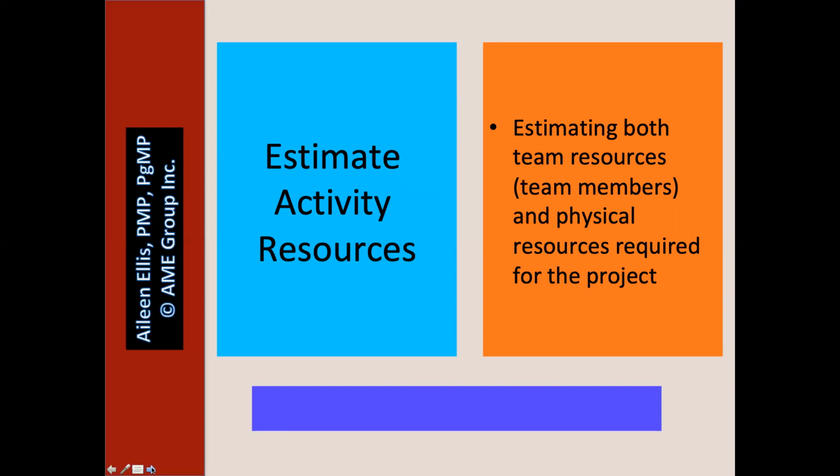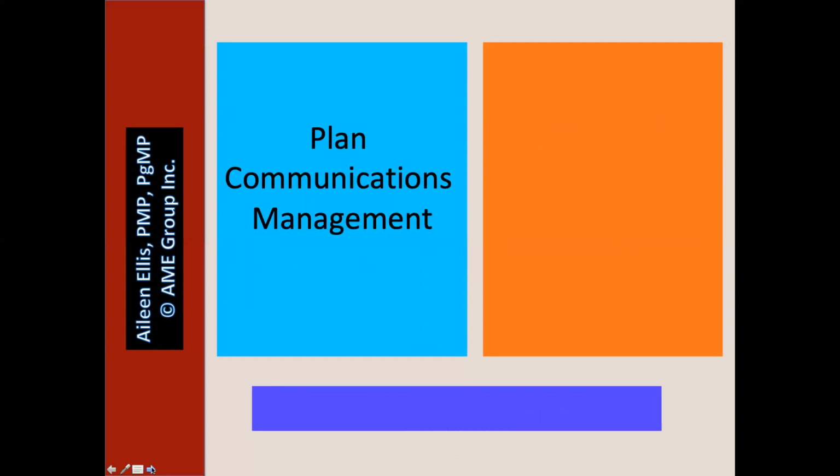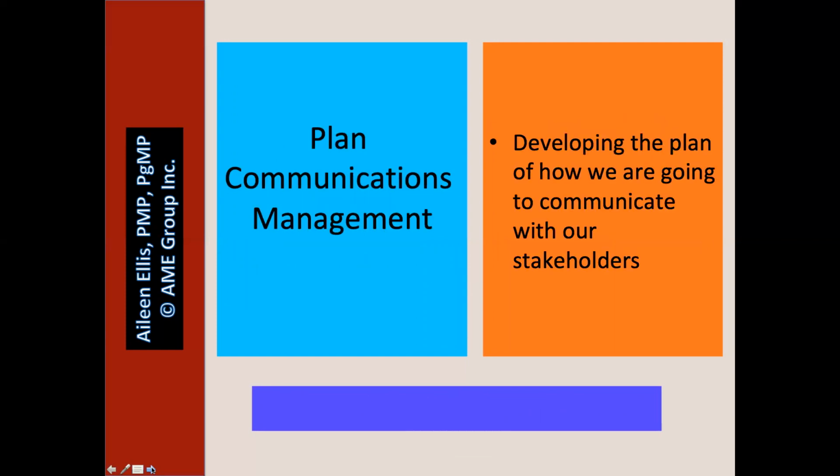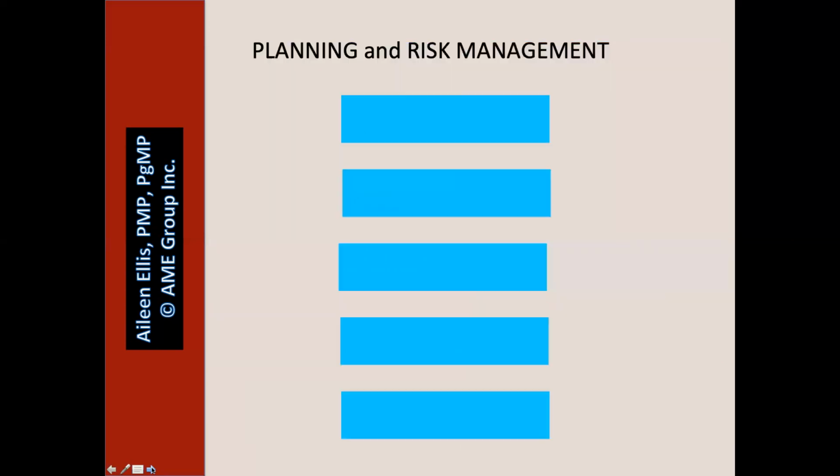With team members, we're thinking about skill set and how many person hours we will need. With physical resources, we're thinking about what kinds of resources we will need, in what quantities. This process is similar to estimate activity durations and estimate costs. Plan communications management, developing the plan of how we are going to communicate with our stakeholders. When you see the word information, please think communications management.